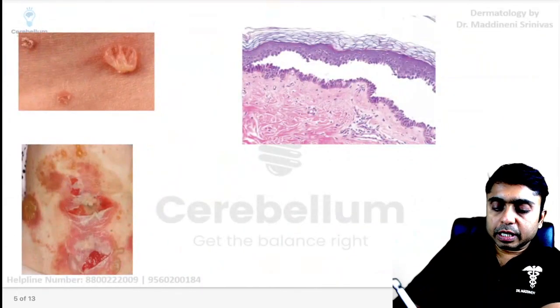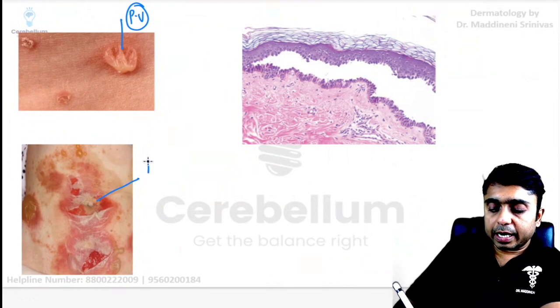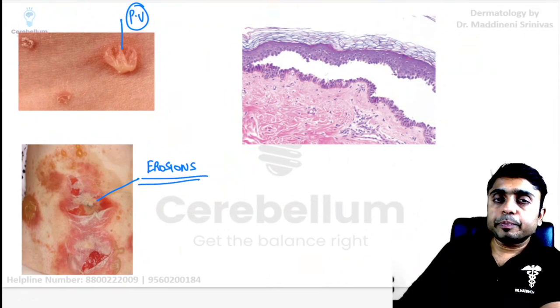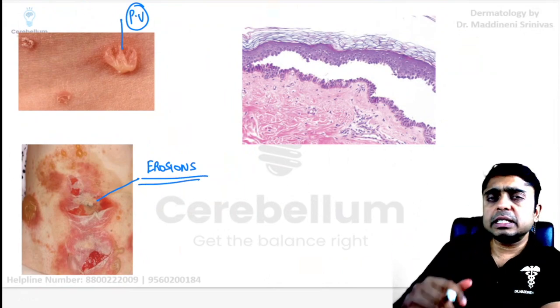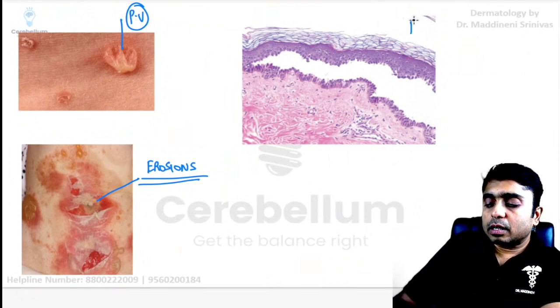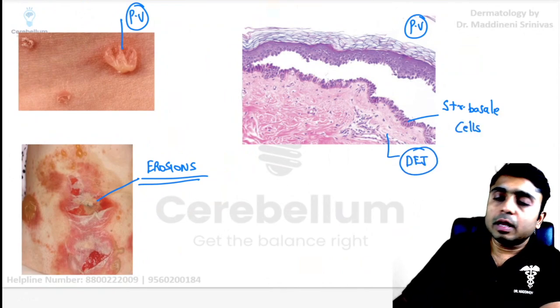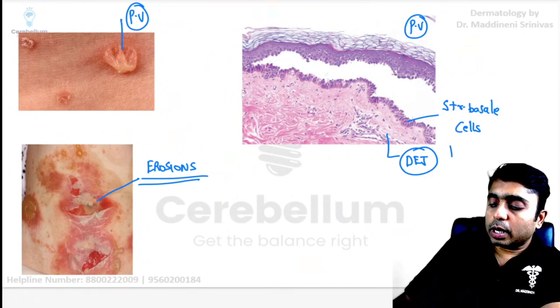So if you look in this picture, yes, you are able to see these flaccid bullae which are classically seen in pemphigus vulgaris. And of course, here you are able to see that in pemphigus vulgaris, there are going to be very bad erosions present over the body, which are going to extend onto the normal surrounding skin, and there is no tendency to heal. So this is the clinical picture of pemphigus vulgaris, and in the next picture you are able to see a histopathological slide of pemphigus vulgaris, which is showing these stratum basale cells which are attached to the underlying dermoepidermal junction, giving rise to what is called the row of tombstone appearance.